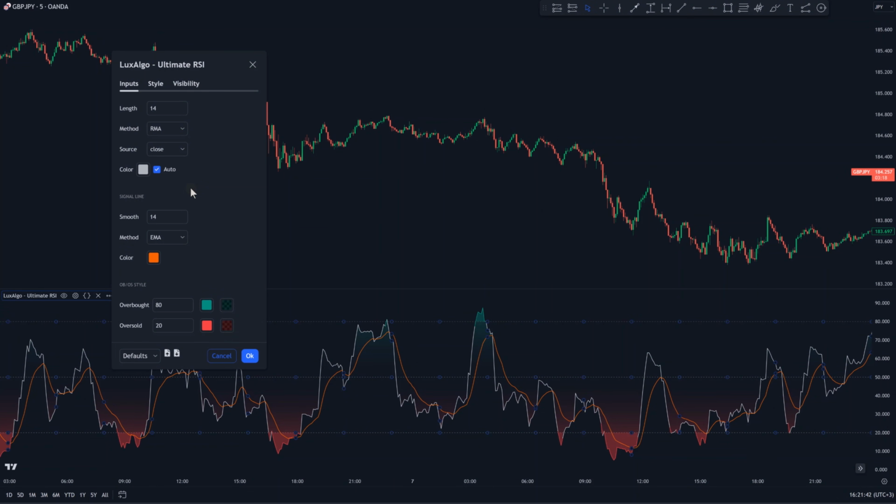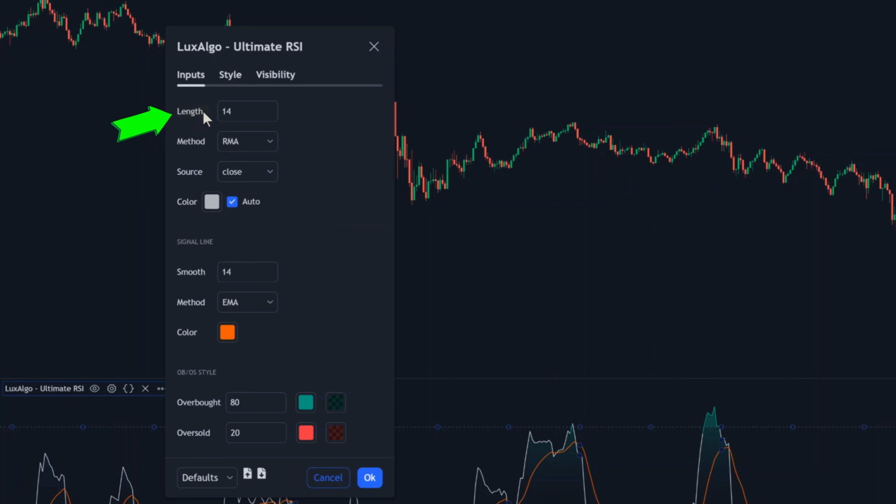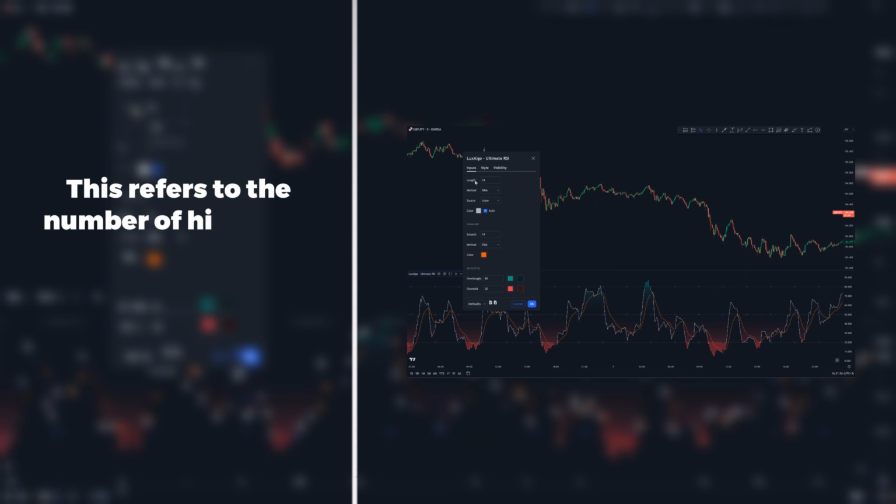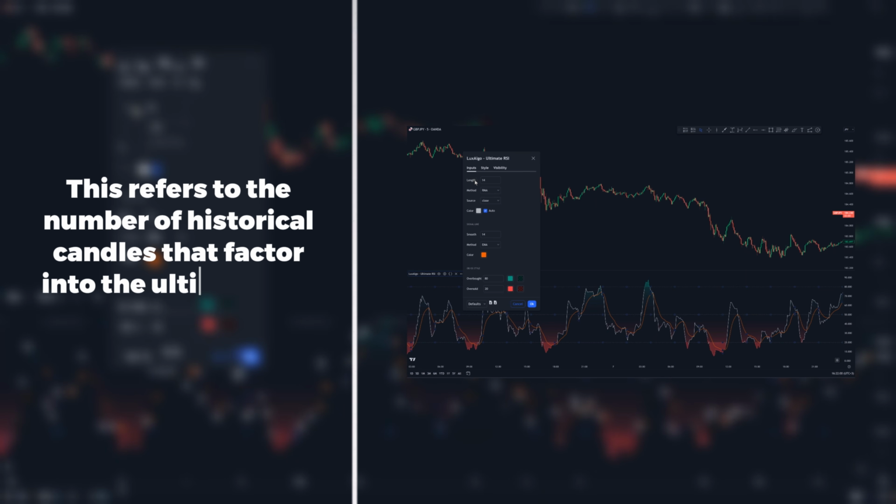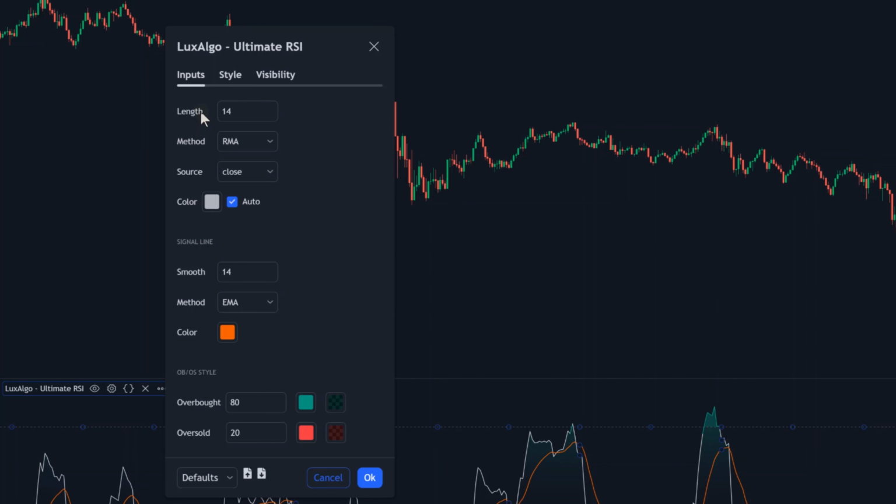Now, let's dive deeper into the settings of this indicator. First, we have the length. This refers to the number of historical candles that factor into the Ultimate RSI calculation. For our strategy, we're going to retain the default value of 14.